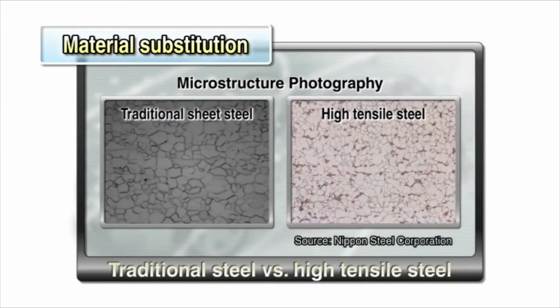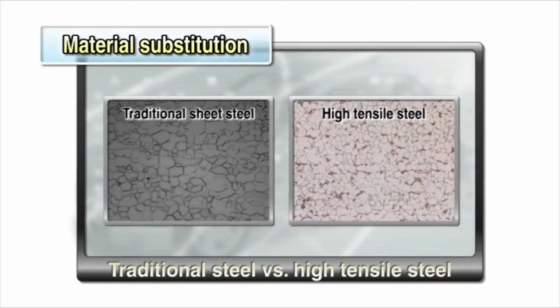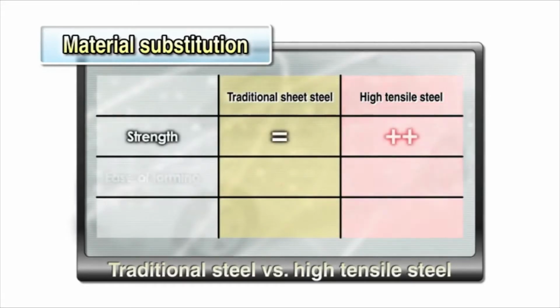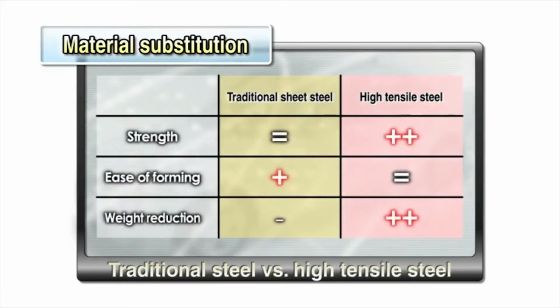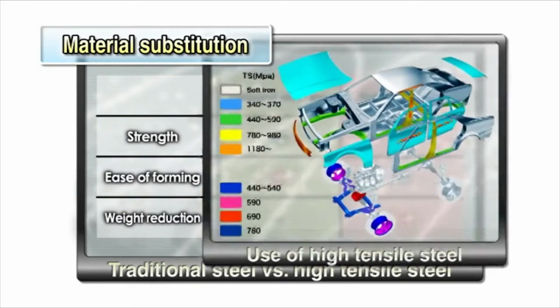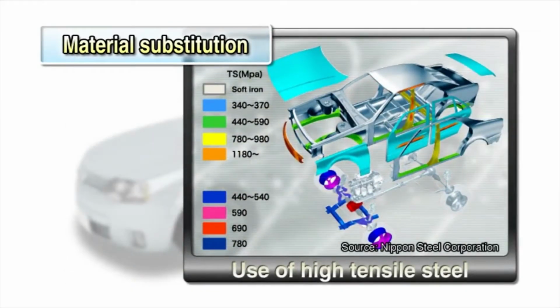High-tensile steel is a product of nanotechnology and is much stronger than conventional steel. However, its strength also poses challenges in production, requiring advanced manufacturing techniques for stamping and welding. Today, high-tensile steel is used extensively in various auto parts.